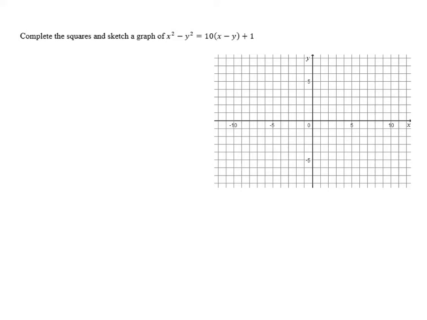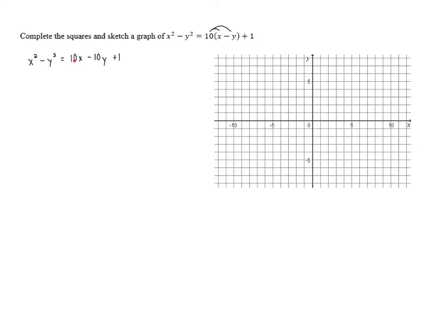Complete the squares and sketch a graph of x squared minus y squared equals 10 times the quantity x minus y plus 1. Again, we're going to want to get all the variable terms on the left-hand side, but the first thing I want to do is distribute the 10 to the x and the y so that we can look at each term on its own. This gives us x squared minus y squared equals 10x minus 10y plus 1.